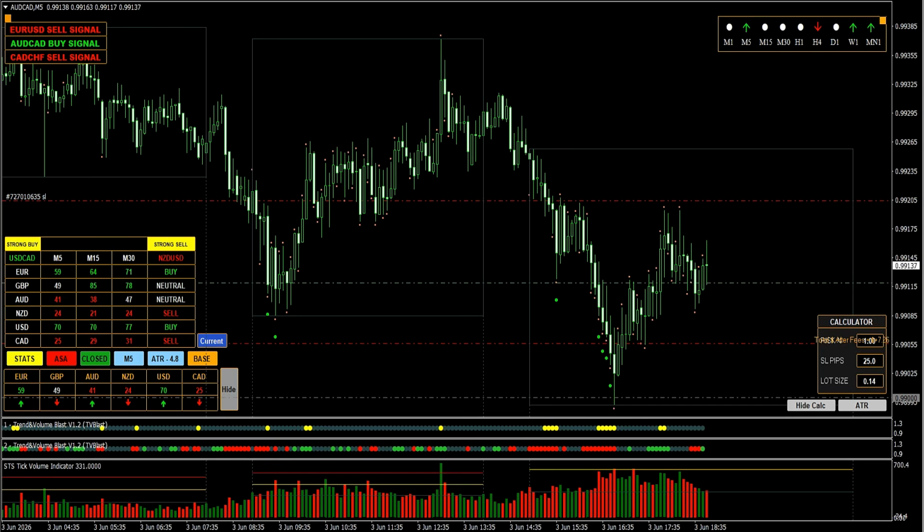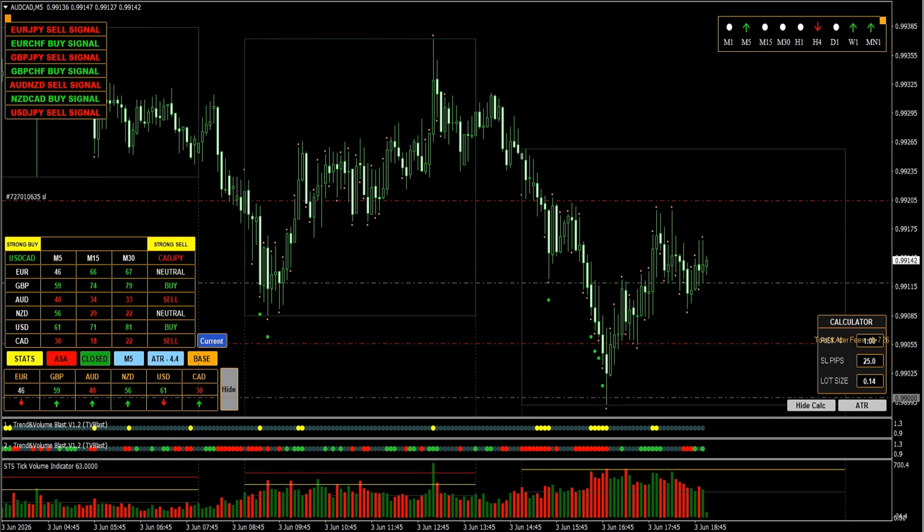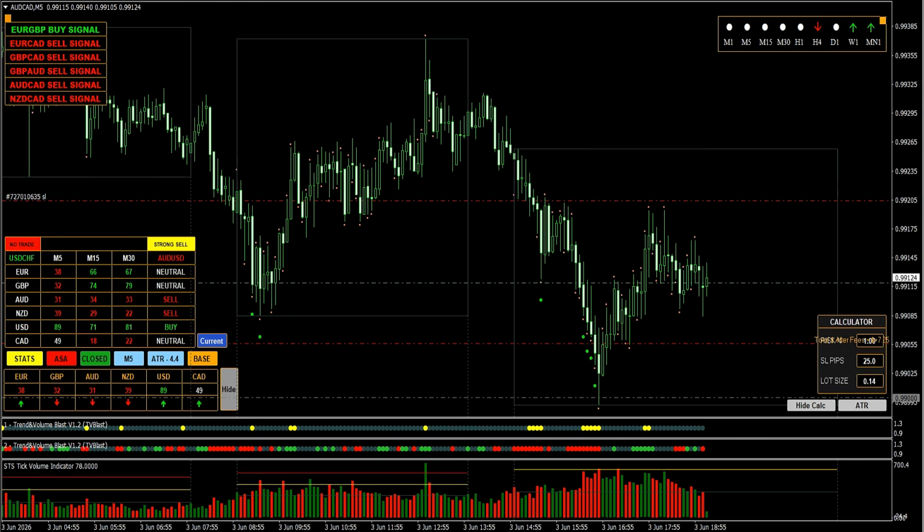On top of that, I checked the currency strength panel on the left side of the screen. The base currency was showing weakness, rated at 33 on the M5, while the counter currency was showing sell pressure with a current reading confirming the direction. When your indicator signal and your currency strength reading are both pointing the same way, that is a much higher quality setup than just reacting to an arrow on the chart.